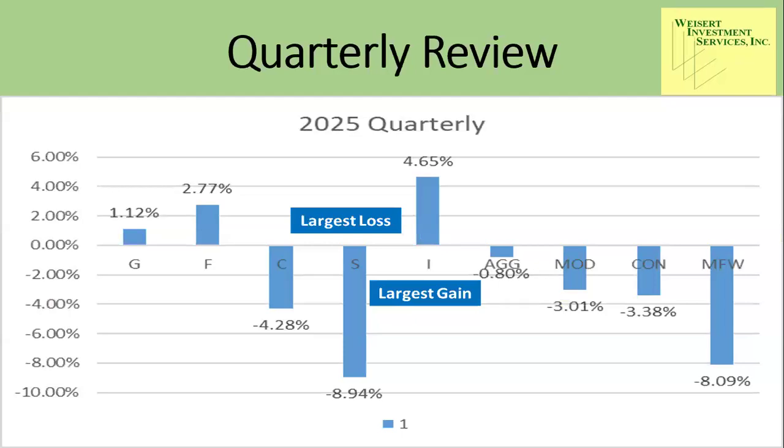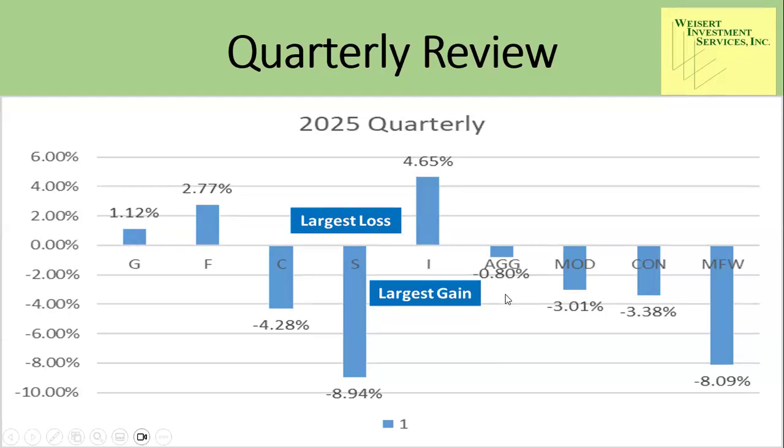Putting numbers to that, the largest gain, like I mentioned on that graph, was the I fund. It was up 4.65. And of course, the S fund, which you saw, was down 9% basically. If you kind of look at that, the C fund down 4.25. F fund had a little bit of a gain, 3%. And of course, the slow and steady G fund usually returns about 1.1% quarterly.